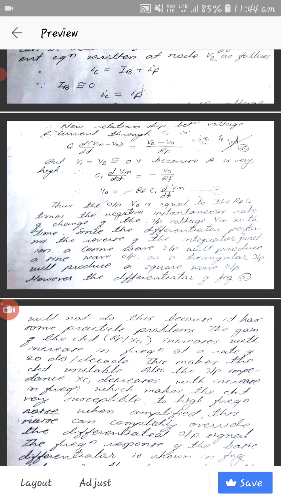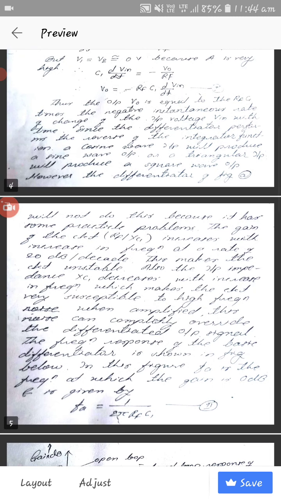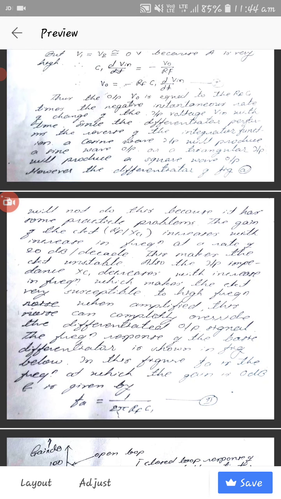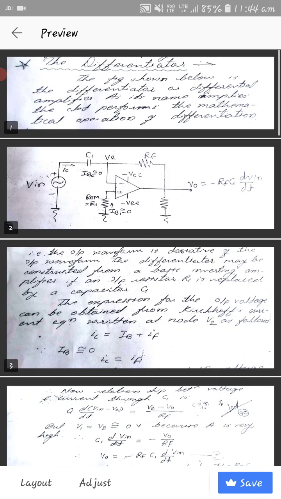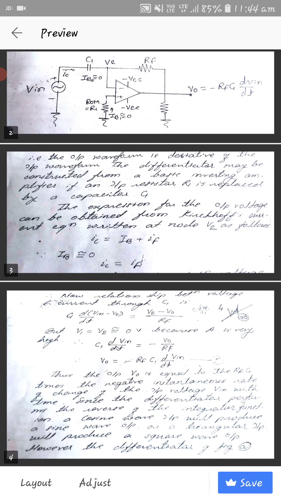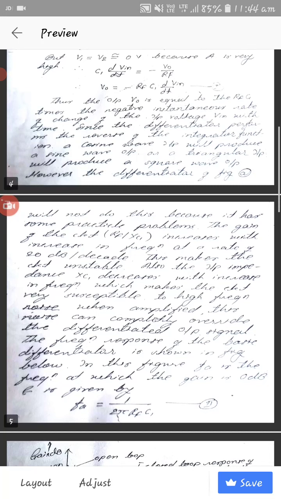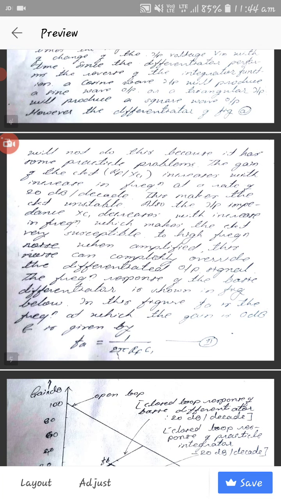That means the input is applied to the triangular wave and the output gives a square wave. That means it is totally opposite in an integrated circuit. However, the differentiator in figure A will not do this because it has some practical problems. This figure is not a practical one, and it will not work because it has some practical problems.